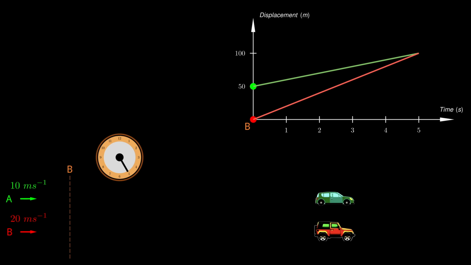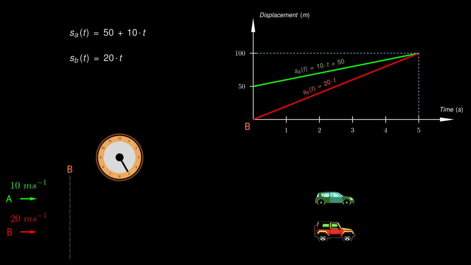As the two vehicles move, there comes a moment when vehicle B, with its higher speed, catches up with vehicle A. This event is visually represented by the point where the two lines intersect on the displacement time graph. To determine the exact time and displacement at which vehicle B overtakes vehicle A, we first need to express the equations of the two lines. Since the gradient of each line corresponds to the velocity of the respective vehicle, we can use this information, along with their starting positions, to derive the equations.